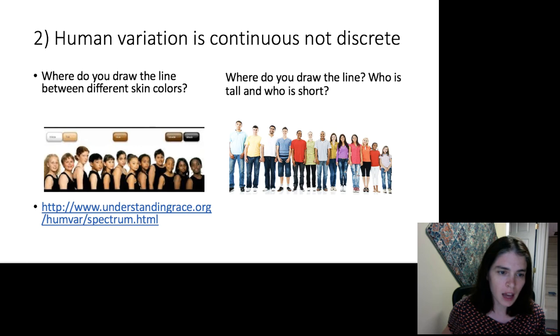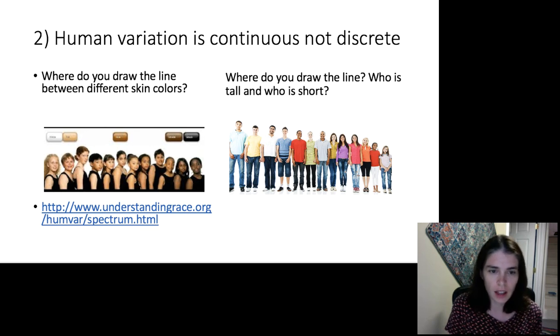Another reason that race genetically is a mirage is that human variation is continuous, not discrete. So where do you draw the line between different skin colors, for instance? Someone has decided to draw that line there. And for instance, if people are standing in a line from short to tall, where you draw the line is a choice. So this is the idea that racial variations are on a spectrum, and someone has just arbitrarily decided to draw a line between these racial variations.